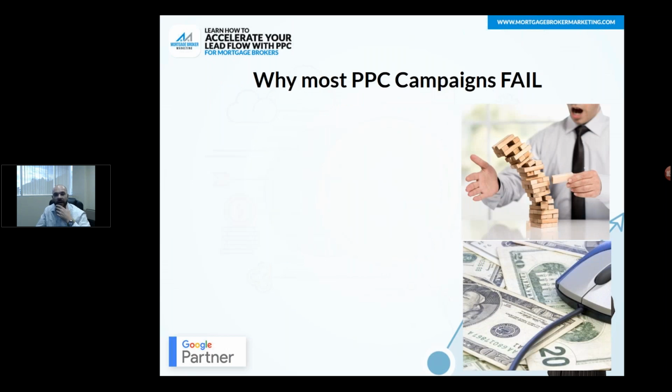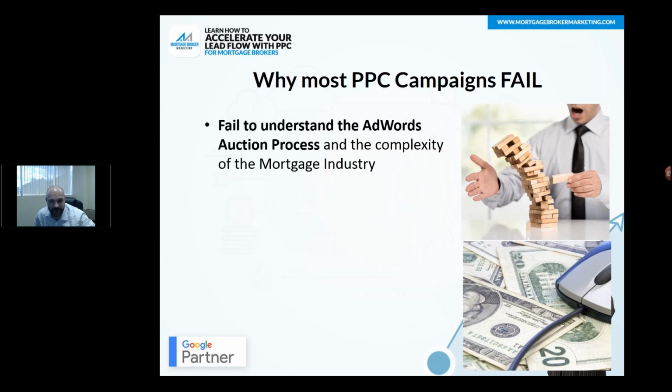And so I have a number of bullets here that will help explain why most pay-per-click campaigns fail. And the number one thing here is a failure to understand how the AdWords auction process works, and the complexity of the mortgage industry. So many people think that you can just set up a campaign and it's like a bidding war. You can just bid on certain keywords, and maybe the highest bid will win the day. But that's not the case.